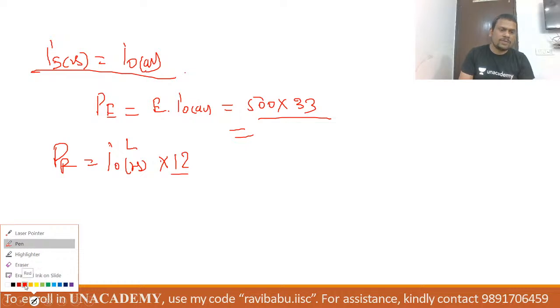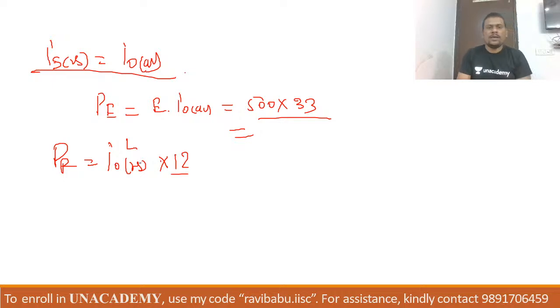Just give me a few seconds, beta. Yeah, this is I naught RMS square into beta, 12 ohm at a moment. How much is this, beta? Total 16.6. Okay, very nice. Which one? 500 beta into 33. So it is 16.5 kilowatt. Now beta, tell me only the resistive loss in the load.